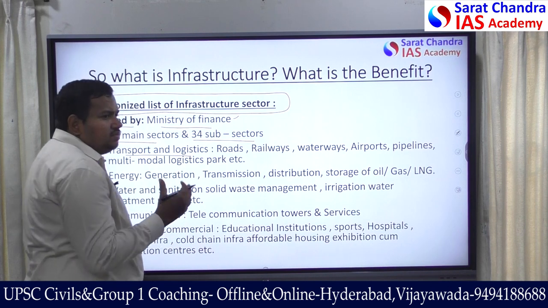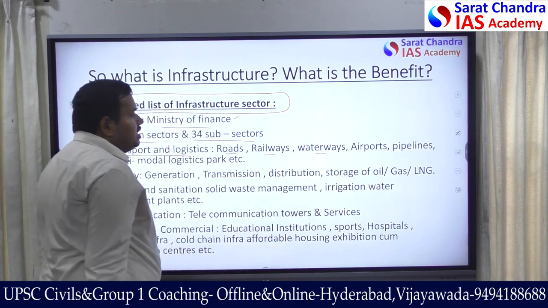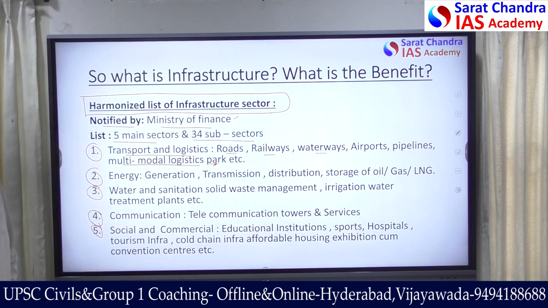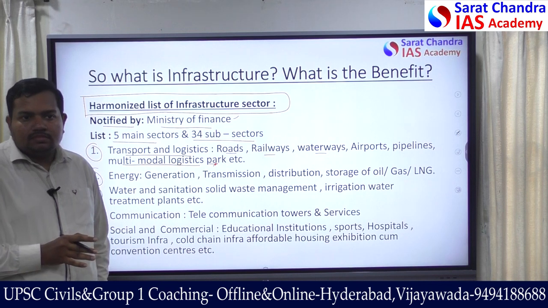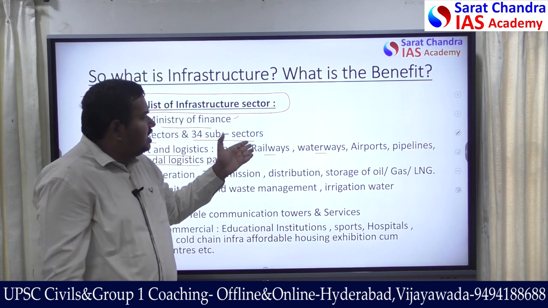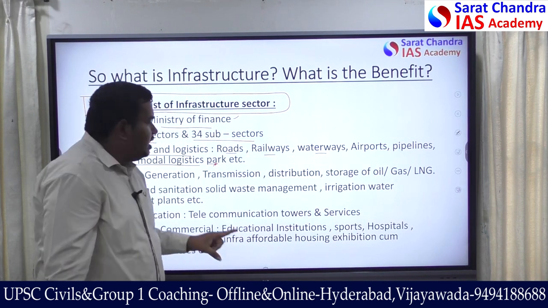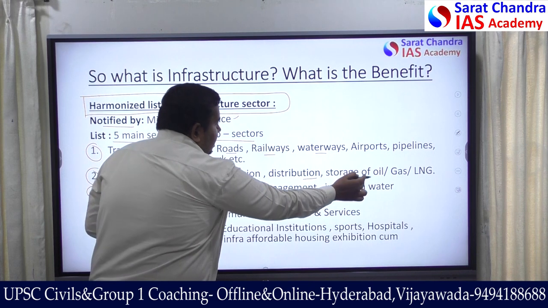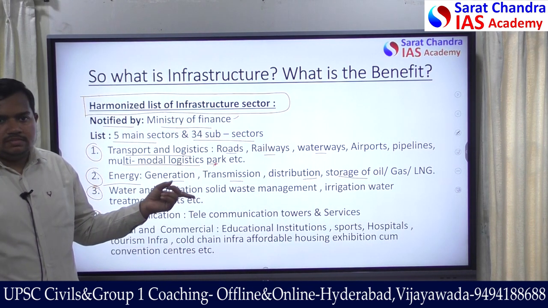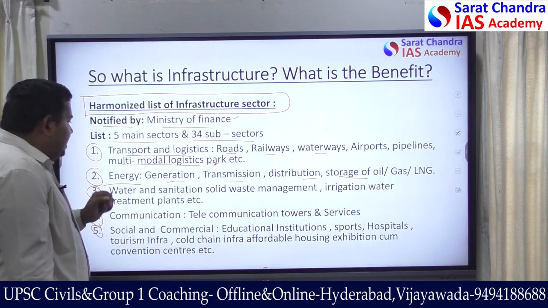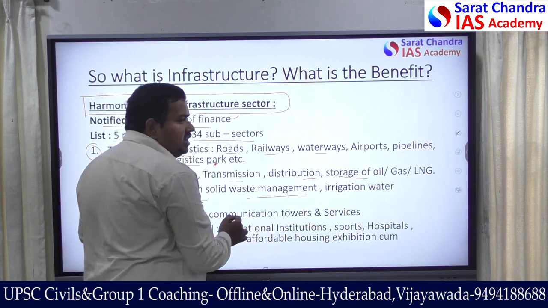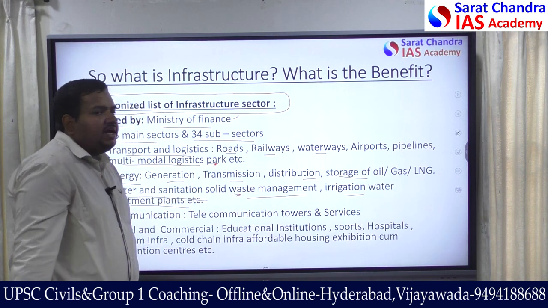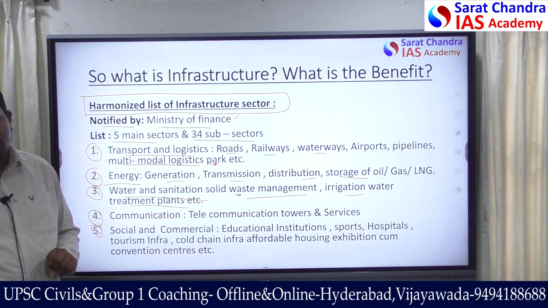So first, transport and logistics, which is obvious. Road, railway, waterway, airports, pipelines and multimodal logistics park. Here the only thing you need to remember is this: multimodal logistics park is also considered as infrastructure, and also pipelines. Generally, these anyway you will remember: road, railway, waterway, airports. So what you need to remember here? Pipelines and multimodal logistics park. Similarly, under energy sector, generation, transmission, distribution and storage. Storage is added in this year's budget. Energy storage system. Okay. Next, water and sanitation, solid waste management, irrigation, water treatment plants, etc. So here what you need to remember, solid waste management plants, even they are included under infrastructure.